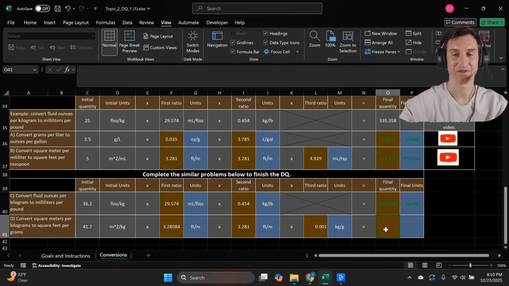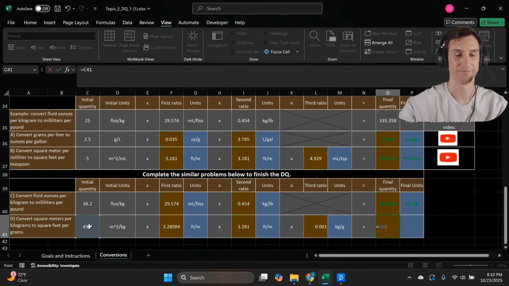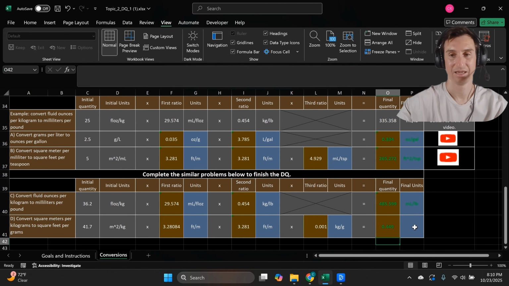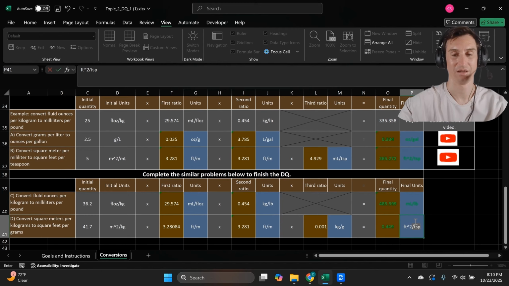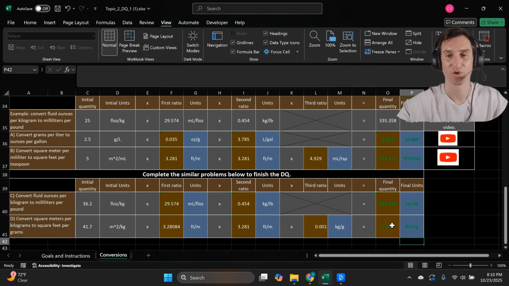Lastly, let's multiply this all together. So equals our initial quantity times our first ratio times our second ratio times our third ratio. And let's finish this with the correct units. It should be feet squared divided by grams. Enter. And it should mark them both correct.